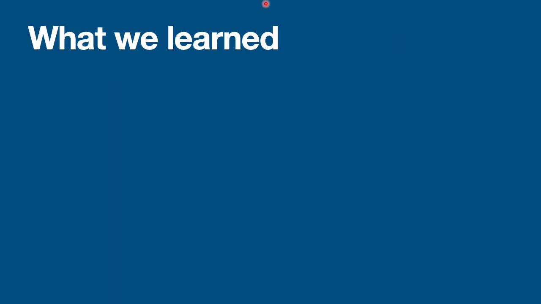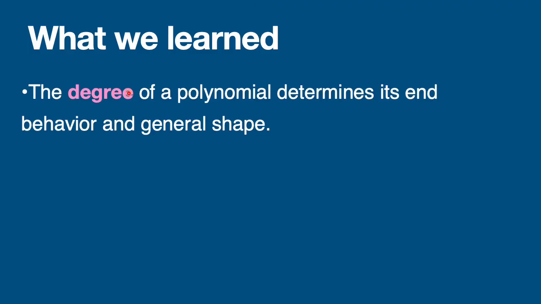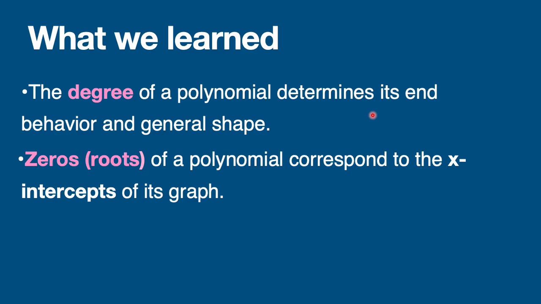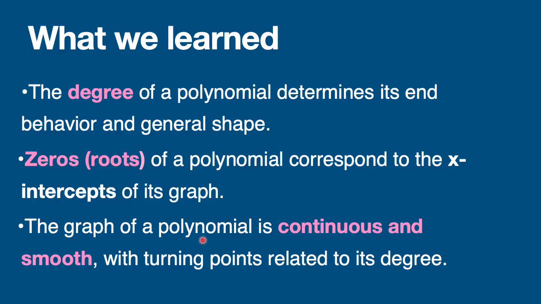So we studied polynomial functions this session. The degree determines the end behavior of the polynomial function. Keep in mind, the leading coefficient determines the right side or left side behavior. Second is the zeros of the polynomial. Zeros of a polynomial represent x-intercepts, and the behavior at each x-intercept depends on the multiplicity. So the graph of a polynomial function is continuous, very smooth, with turning points determined by the degree.